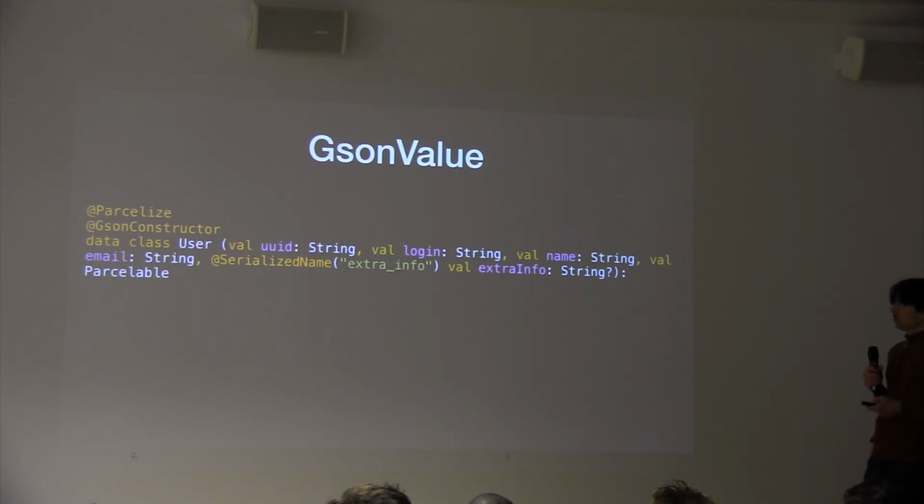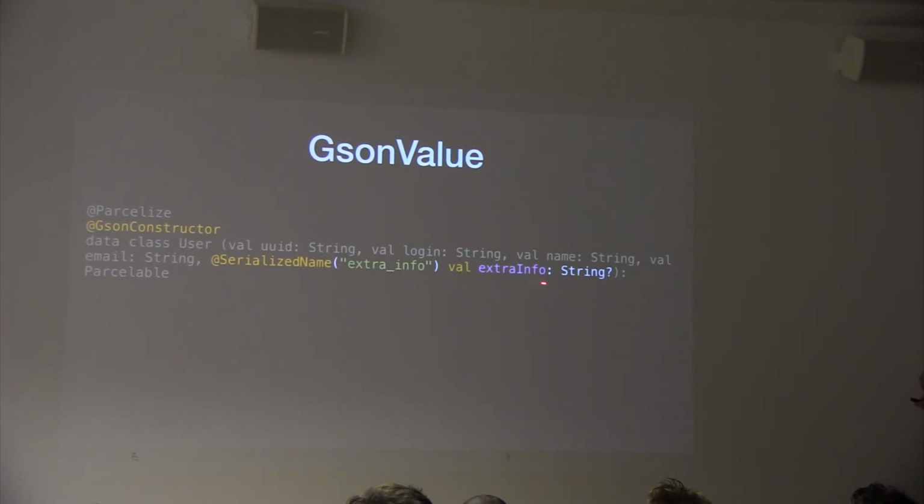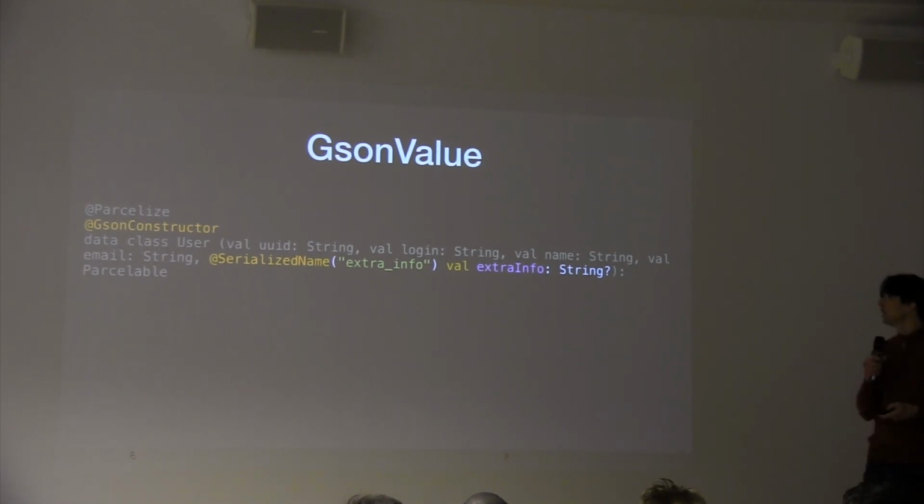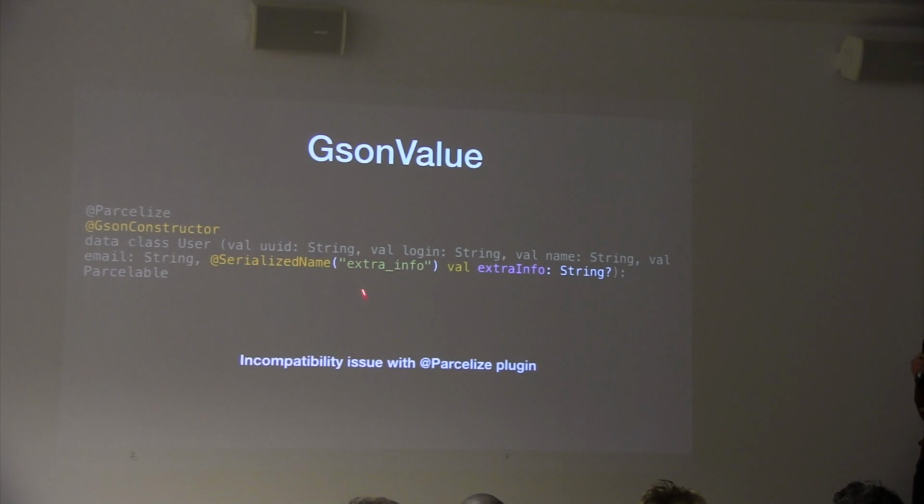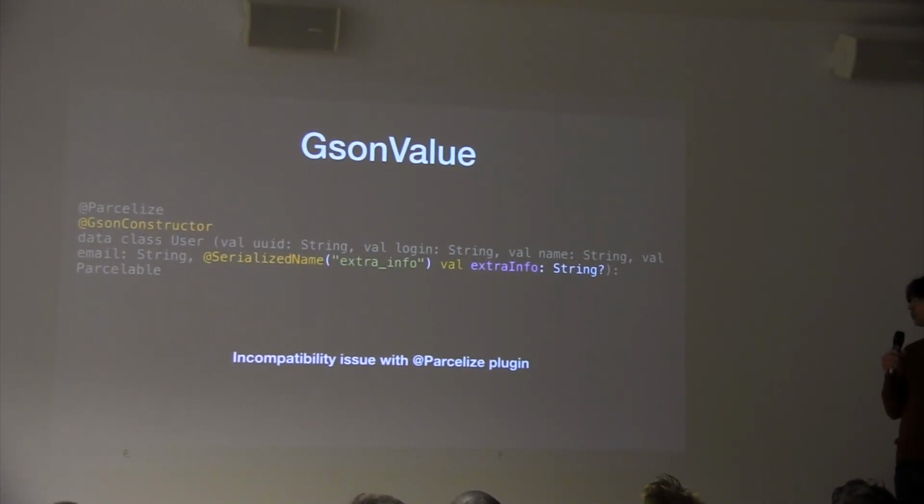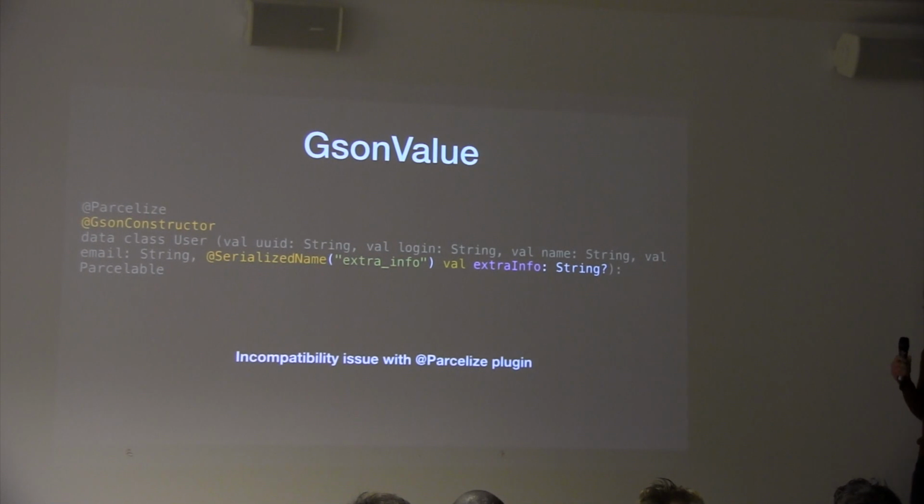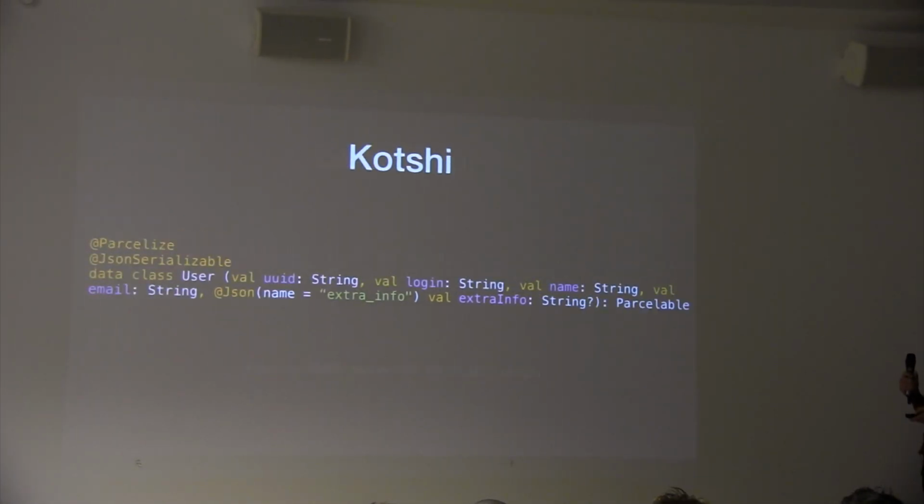So here's how JSON value works. It's very simple. You just annotate the constructor of your data class with JSON constructor, and for the fields that are camel-cased, if your API is responding with lowercase and underscore in the middle, you have to annotate them, and that's a problem because you have to do it for every field in every class you have. This library in particular currently also has an incompatibility issue with the Parcelize plugin, so they are not working together. We already posted an issue and the author acknowledged the bug. We hope it's going to be fixed soon.